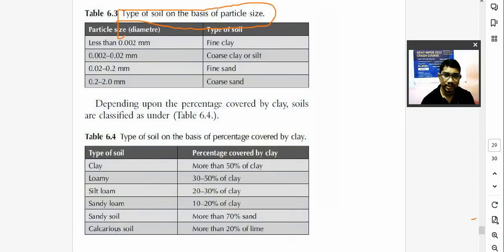There are different types of soils. Clay soil होता है, loamy soil होता है, silt loam soil होता है, sandy loam soil होता है, sandy soil होता है, calcareous soil. These are the types of soil. Okay. So a particular type of plant will grow in a particular type of soil. That's why soil parameter is important again.